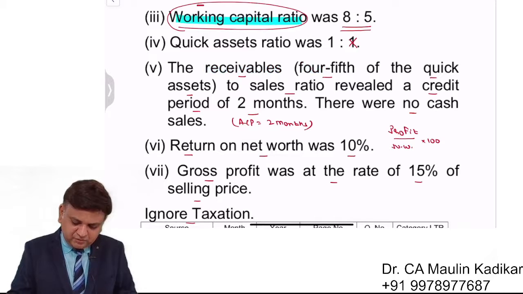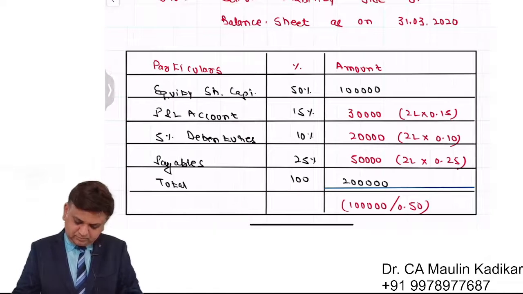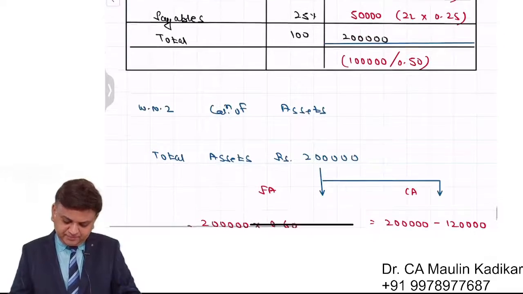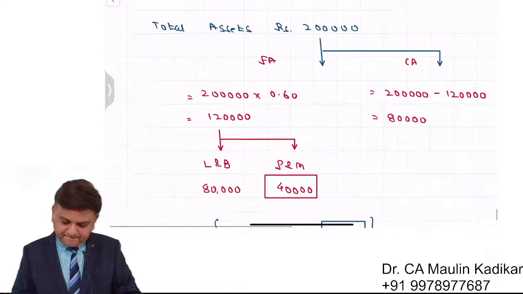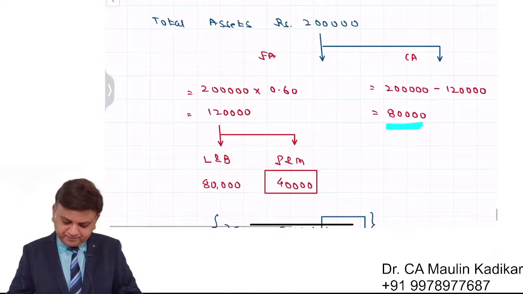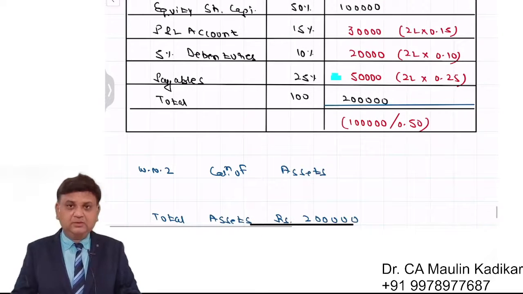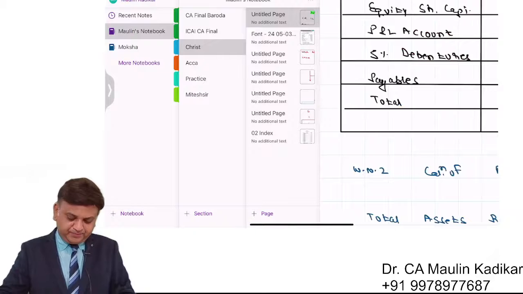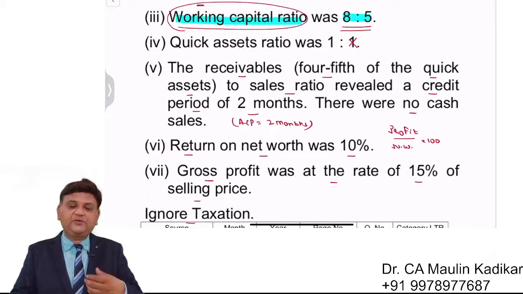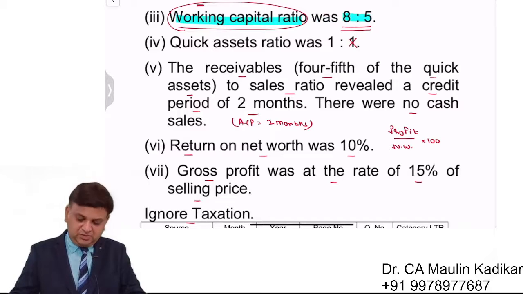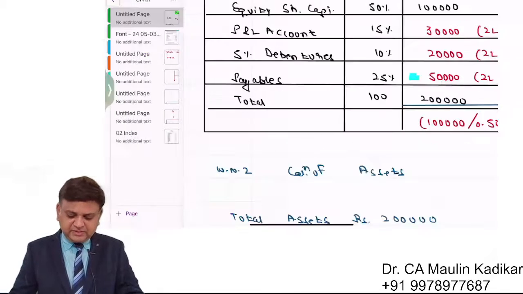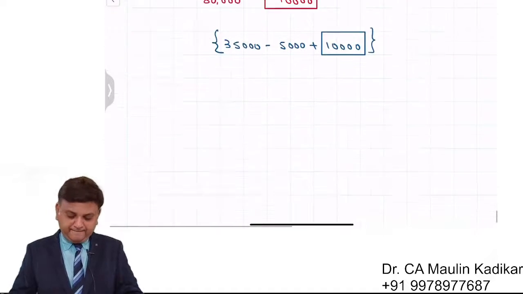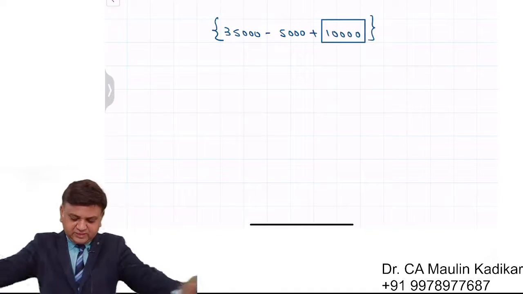The working capital ratio was 8:5. Dear students, we can see as far as the current assets are concerned, current assets are 80,000 and current liabilities are 50,000. So this ratio is 8:5. So this information is only giving a confirmation that we are going in the correct direction. So this is of no use to us as far as the calculation is concerned. Quick asset ratio was 1. So this information will be useful to calculate the stock. We'll assume that there is no prepaid expenses. Okay.